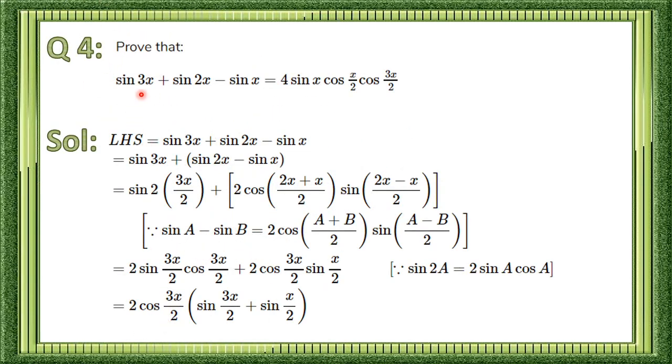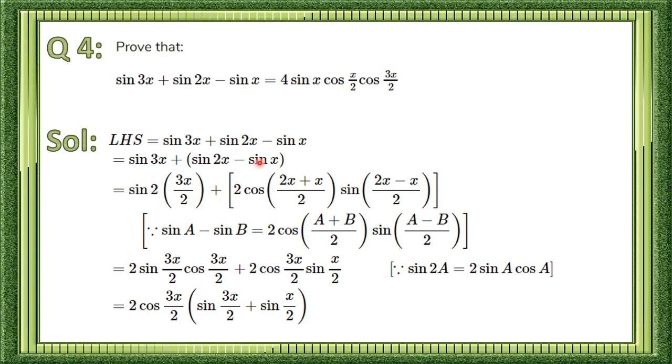Question number 4, sin 3x plus sin 2x minus sin x. What are we doing here? We are writing this sin 3x separately and we are applying sin A minus sin B on these two terms. And here, students, for sin 3x we are multiplying and dividing by 2, the same concept that we used in the last question. We are writing 2 multiplying and 2 dividing this way.